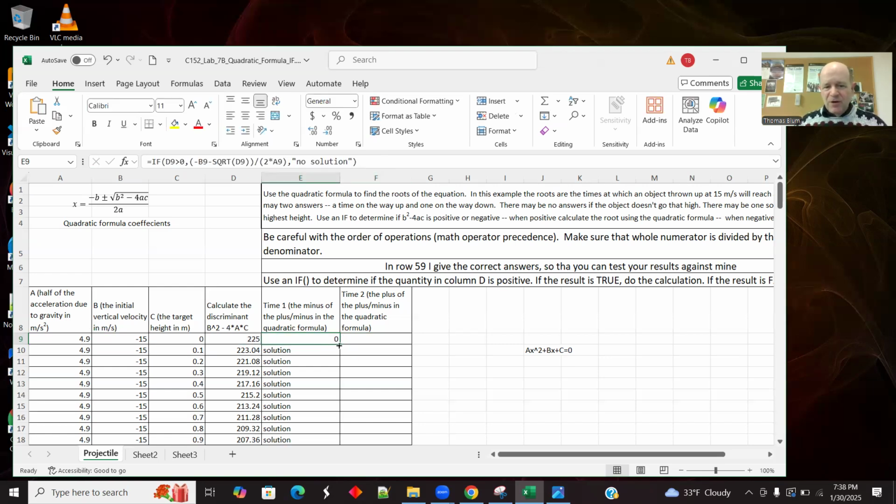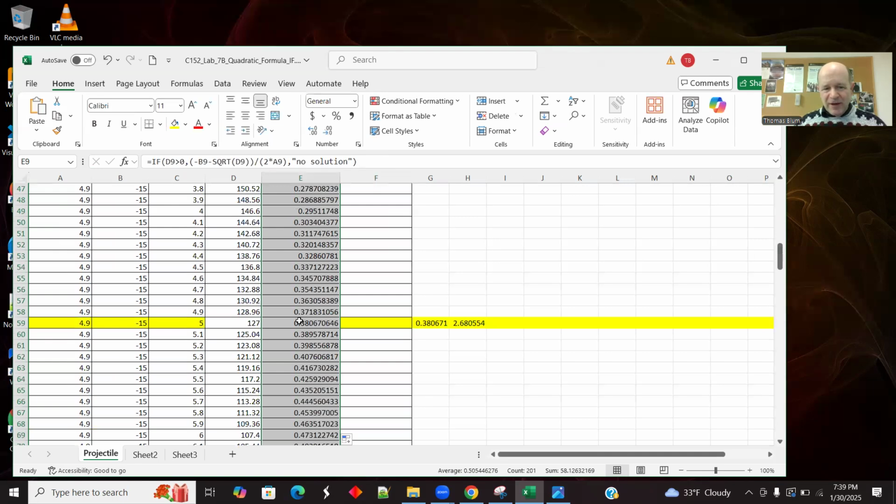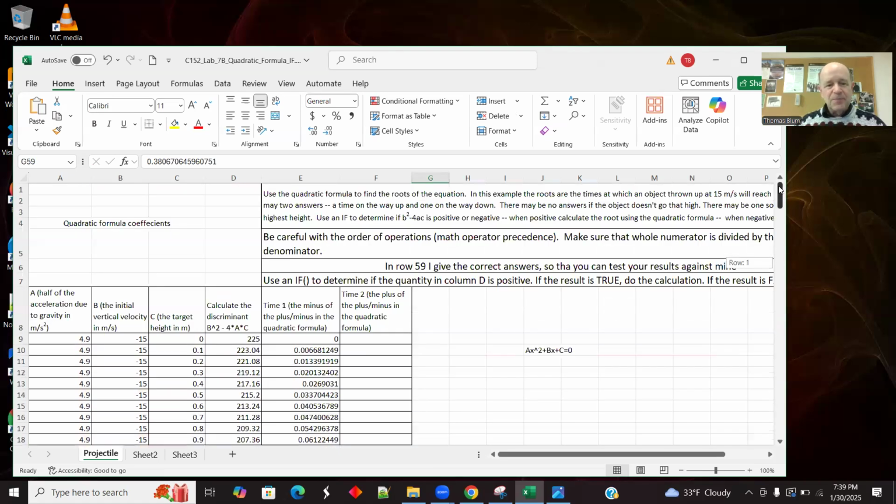And I'm going to come over here, have that cell. I'm in that cell. I'm going to move to the corner, the lower right. My fat cross turns into a thin cross. I'm going to double click. And now I'm getting a calculation. Somewhere down here, I gave myself a test. So in this cell, one of my solutions I'm expecting is 0.380, and I do have that solution. So good. This is testing out.